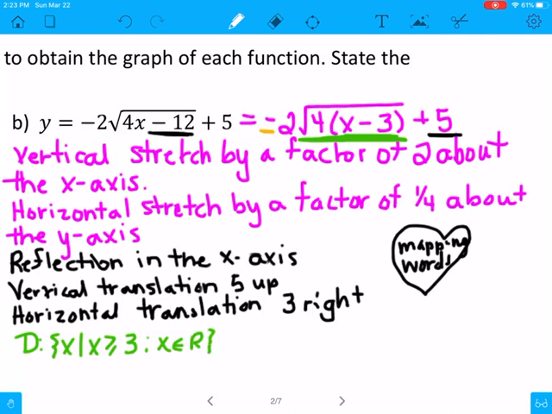And then if it's greater than or equal to 3, that means it starts at 3 and it goes to infinity. And remember, the round bracket is on infinity because it's a concept, not a number. It can't be equal to it. And the square bracket's on 3 because it's equal to.